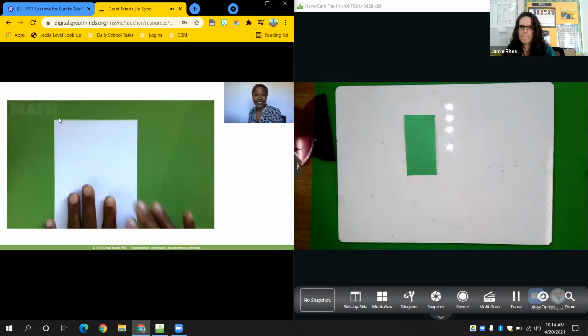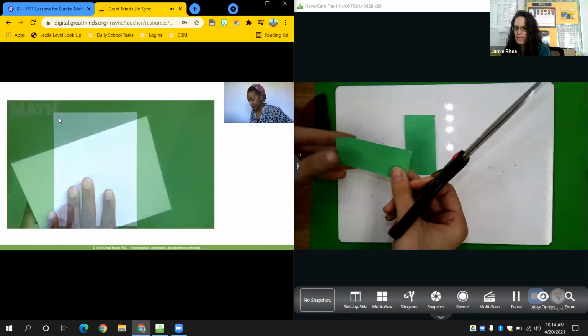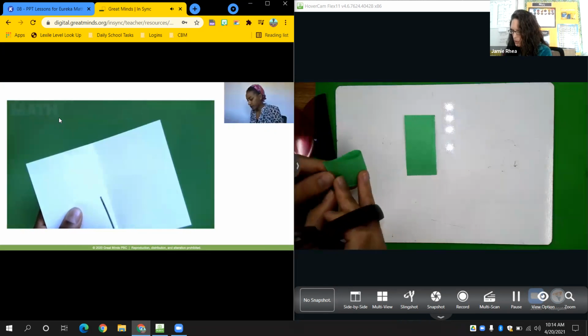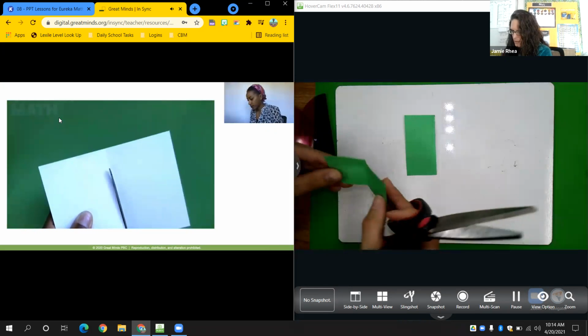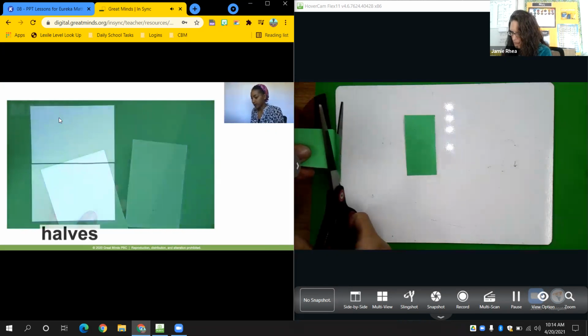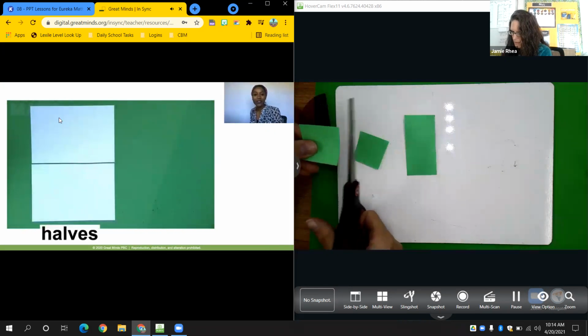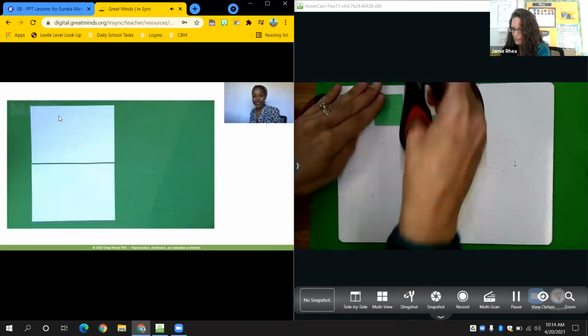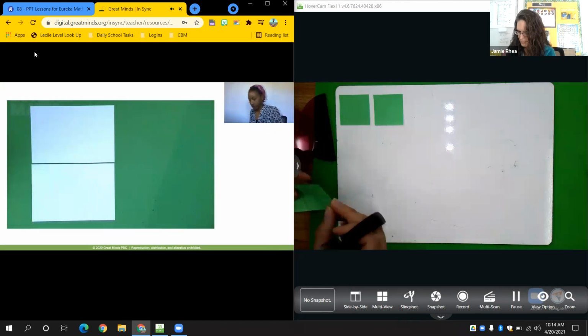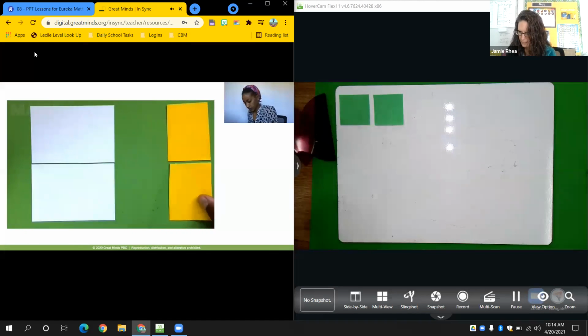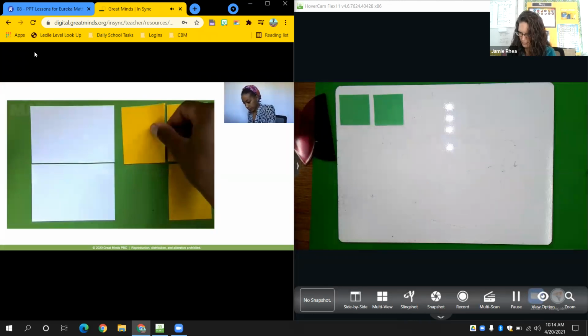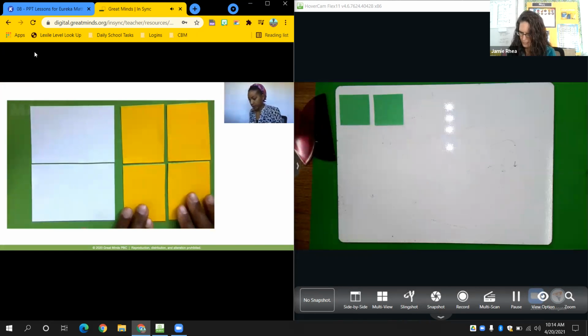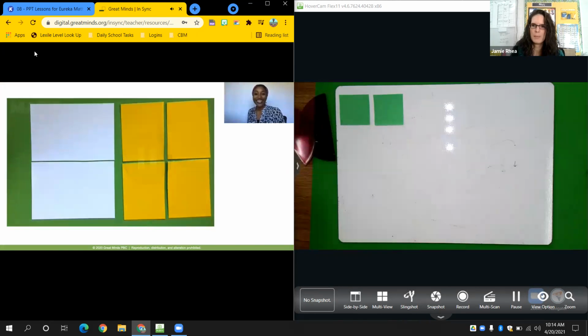I'm going to take this and I'm going to cut it in half. Let's see. I better fold it so I can see. Now I have 2 halves. Let's cut the same size piece now into quarters. I want to pause because it's going to take me a minute to cut mine. All right.